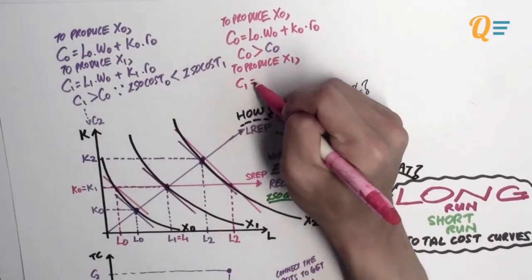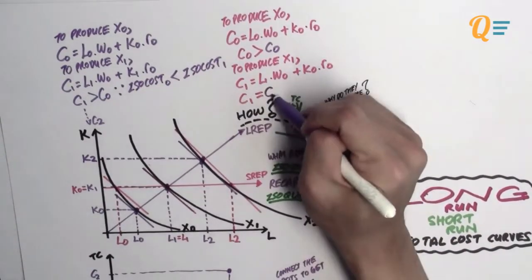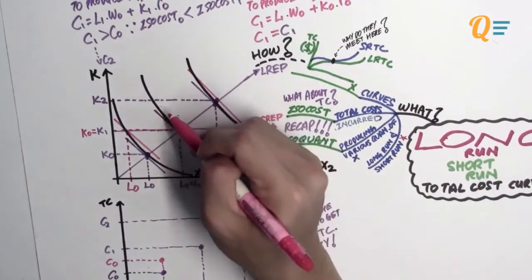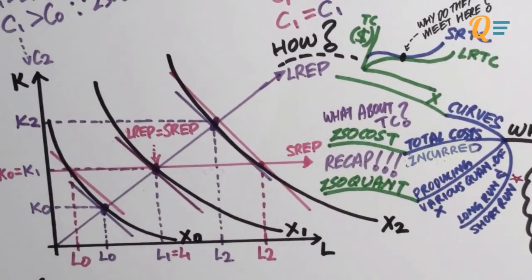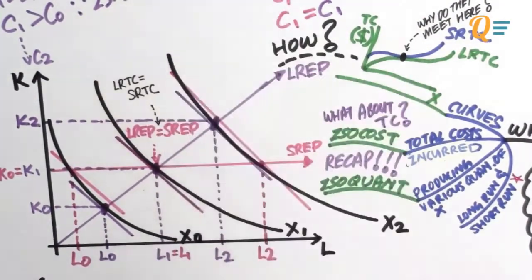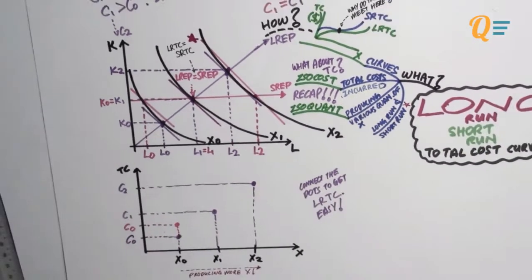Okay, so I'm going to do the same for the production of x1. Sorry, just a typo there. So C1 is equal to L1 multiplied by W0 plus K0 multiplied by R0. So C1 is equal to C1 in the long run because this is where both the long run expansion path as well as the short run expansion path are going to meet. They both share the same tangent point, the same isocost and the same isoquant. That means your long run total cost is equal to your short run total cost. Please remember that. This is always true all the time. The point where the short run and long run expansion paths meet is where the total cost for the long run and the short run is going to be the same.